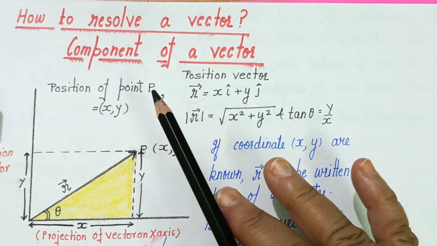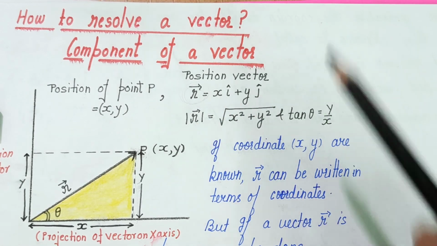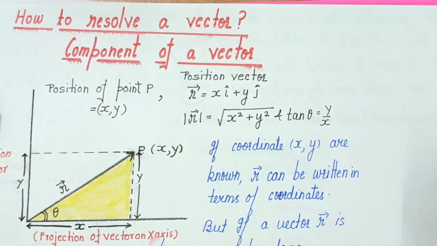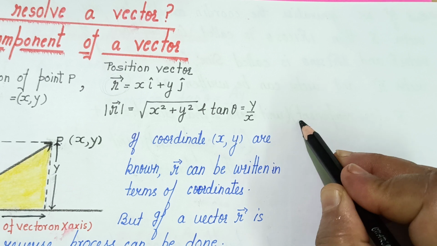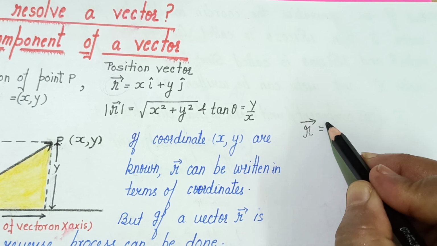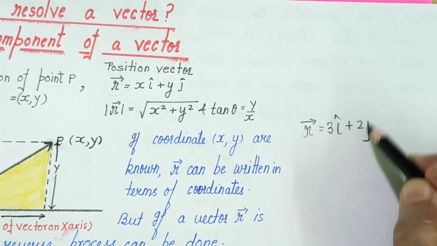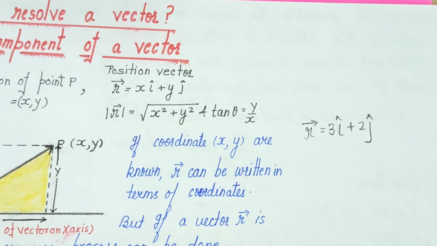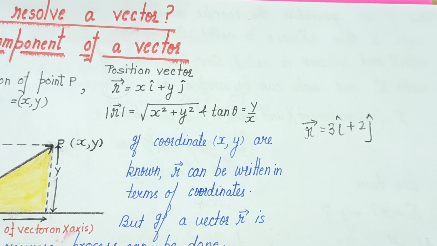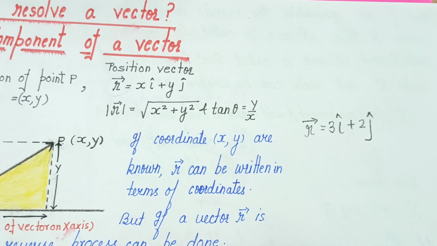Now I am moving in just the reverse direction. I am already given the position vector r. Say, take any example. I am given the position vector r as, say, 3i plus 2j, right? And I am asking you, tell me the x and y coordinate. We practiced this problem in the last class, and you will say that 3 is the x coordinate and 2 is the y coordinate.